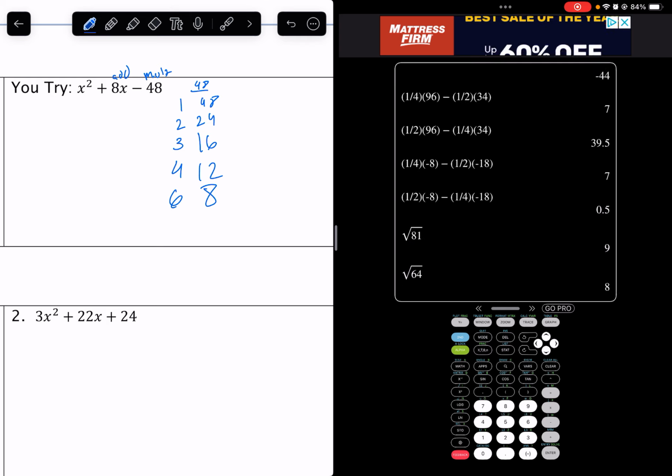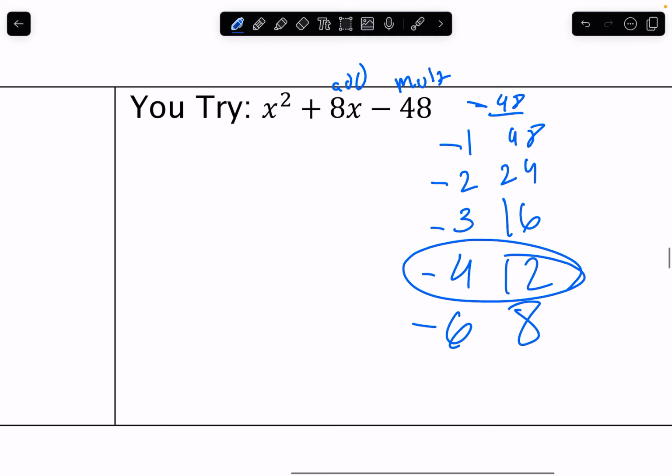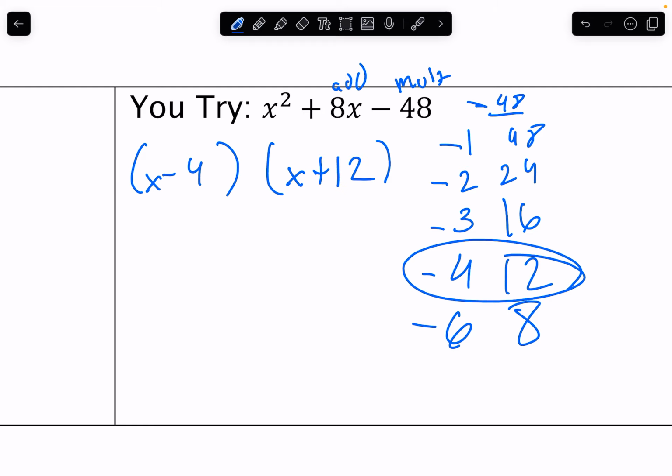And we want to multiply to a -48, which means we're going to need one negative number. And if we want to add to a positive, that means that our bigger number needs to be positive, our smaller number needs to be negative. So the pairing here that's going to work is these two guys. We get x - 4 and x + 12.